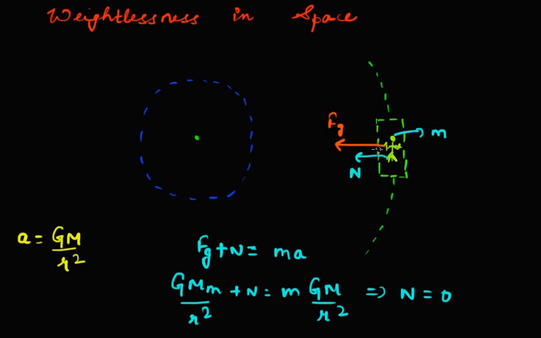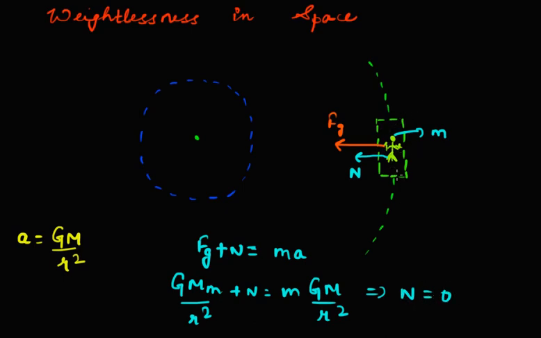So then, the net force on this astronaut is what? Fg plus N, and given the astronaut is moving in a circular direction, it has a centripetal acceleration. So this net force is equal to the centripetal force. So we'll put the values. Let's say the mass of the astronaut is m. When you put the values here, we find that the normal reaction is equal to 0, right?